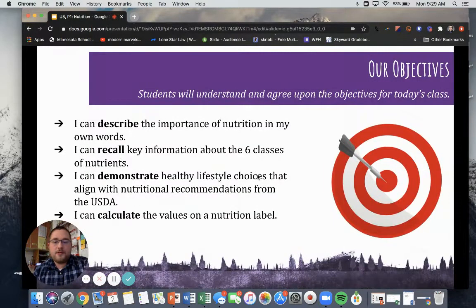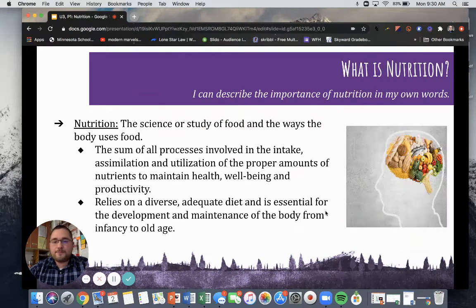So our learning targets for today: we'll be able to describe the importance of nutrition in our own words. We'll be able to recall key information about the 6 classes of nutrients. We'll demonstrate healthy lifestyle choices that align with the nutritional recommendations from the United States Department of Agriculture, or the USDA, and we'll be able to calculate the values on a nutritional label.